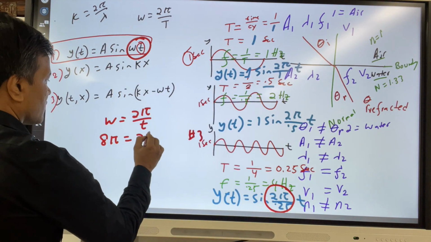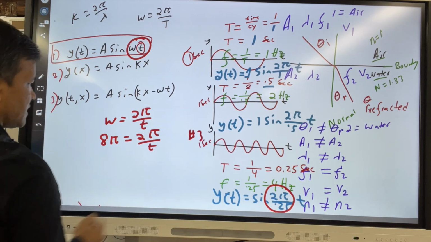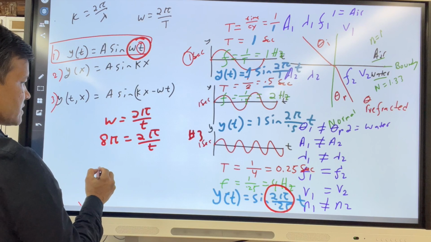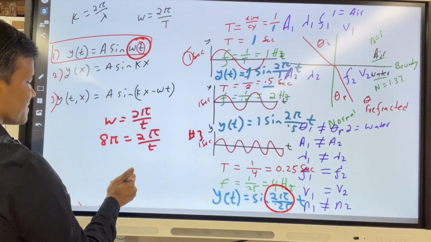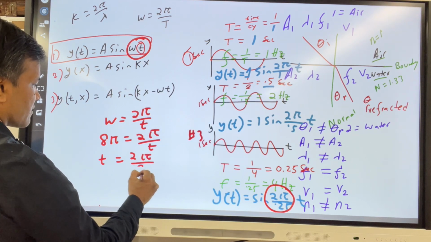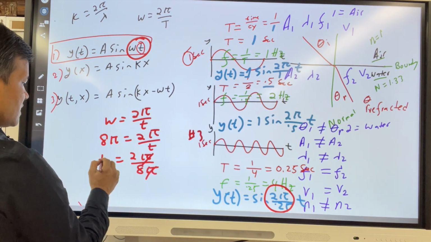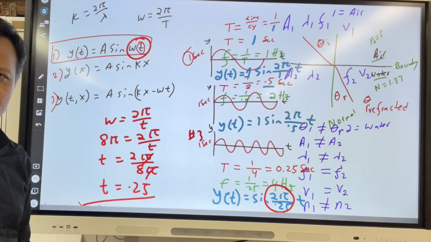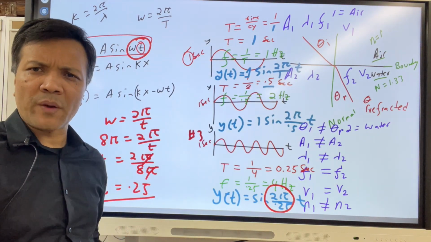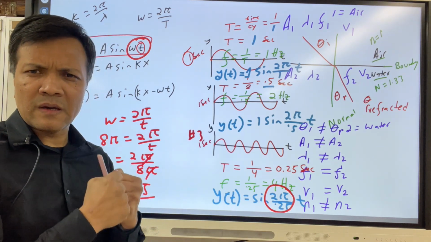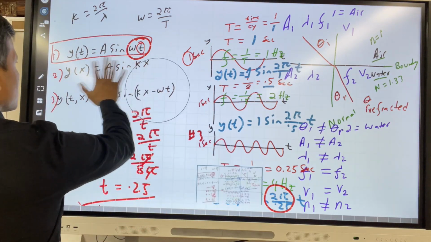8 pi equals 2 pi over T, right? Okay, good. So you can cross multiply, then T is equal to 2 pi over 8 pi, right? So pi cancels. So T is equal to 0.25. Many ways you can do the same thing. This is one of the ways. Make sure you feel 100% confident when you do these kinds of things.